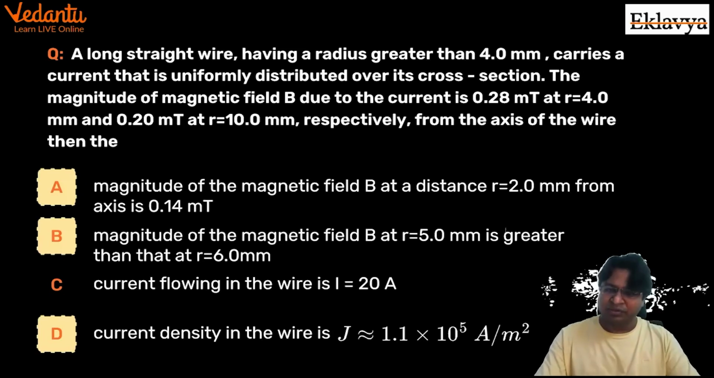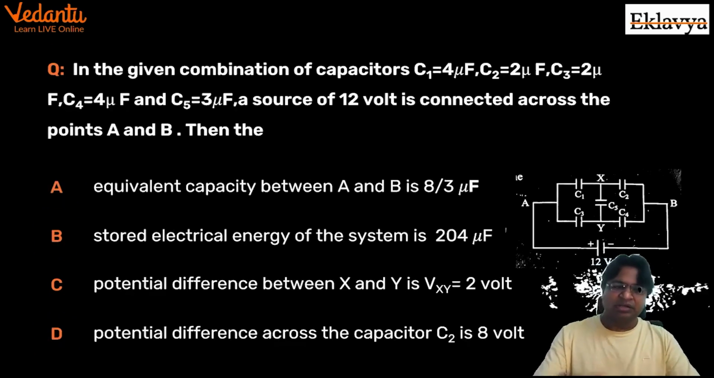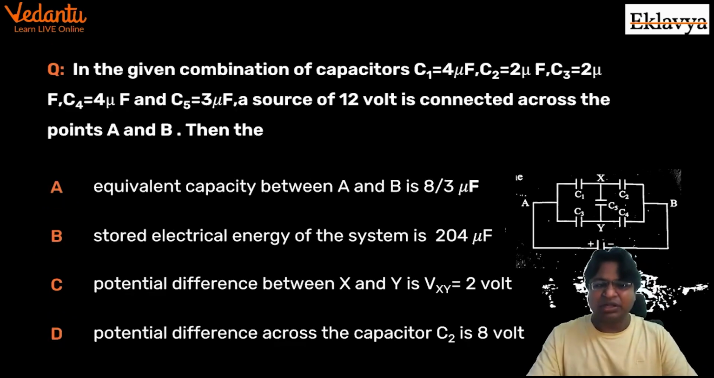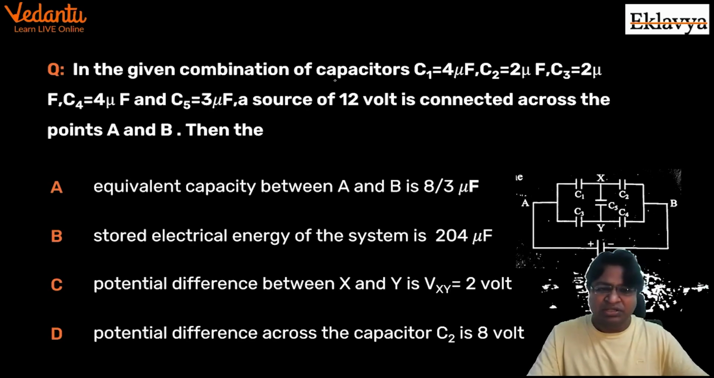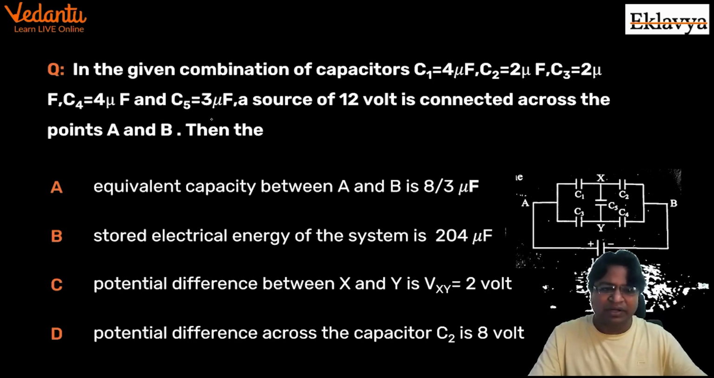All right, very good question, guys. Now we have a question on capacitor circuits, and it's actually a symmetric circuit. The circuit is given like this. C1 is 4 microfarad. Then we have another capacitor here which is 2 microfarad, another here which is 2 microfarad, and another here which is 4 microfarad. The middle capacitor is 3 microfarad, and this is connected with a battery of 12 volt EMF.